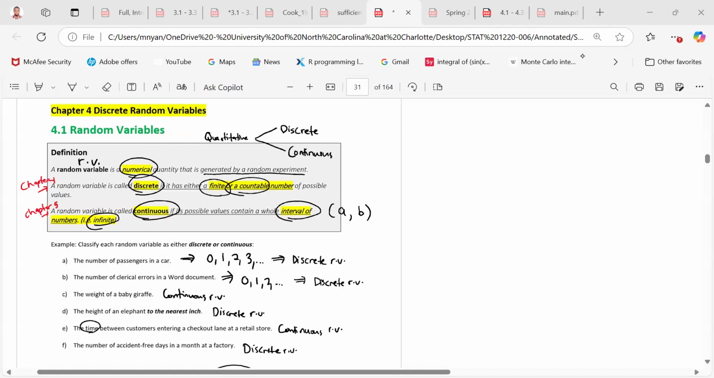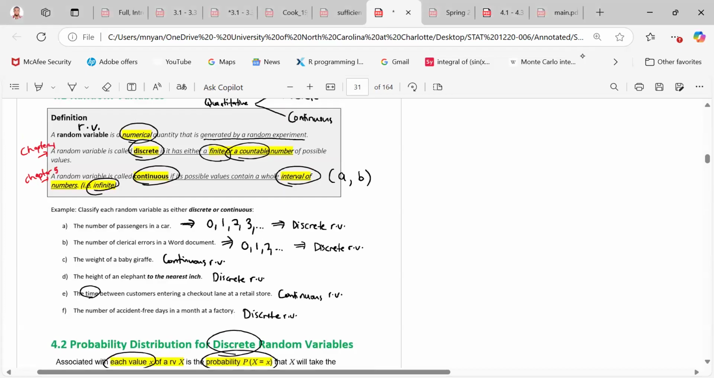For you to know that a random variable is discrete, it implies that the random variable takes a finite or countable number of possible values. But when it is continuous, it implies that it takes values in a whole interval of numbers, that is infinity. So that will help you know whether such a random variable is continuous or discrete.